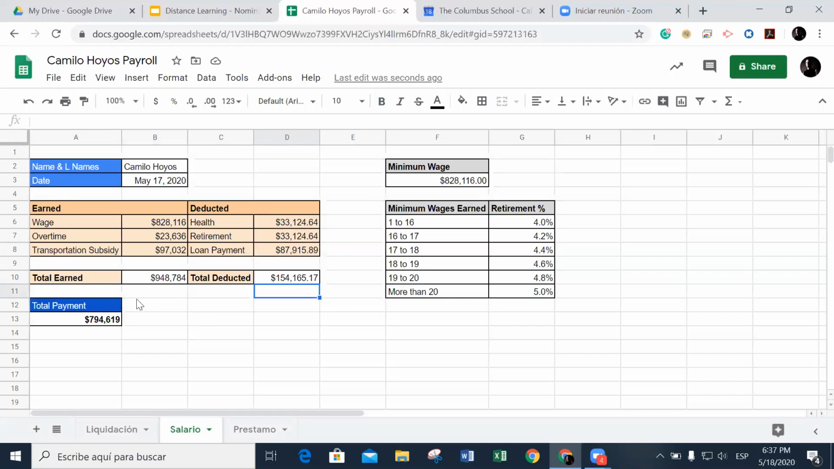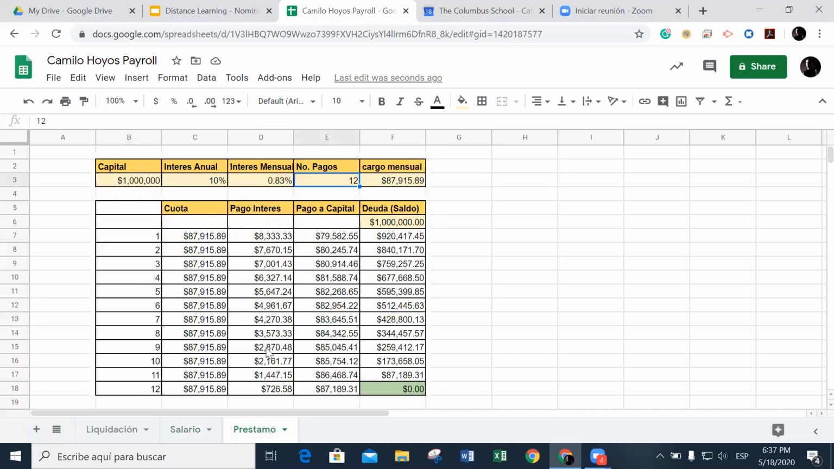Now the total payment, if you double click on this, what would the total payment be? How much money would you have to pay your worker if you know how much is earned and how much is deducted? Literally it is the total earned minus the total deducted, right? In this case, this would be B10 minus D10, right here in the formula. Very simple. Now we have this sheet already done.